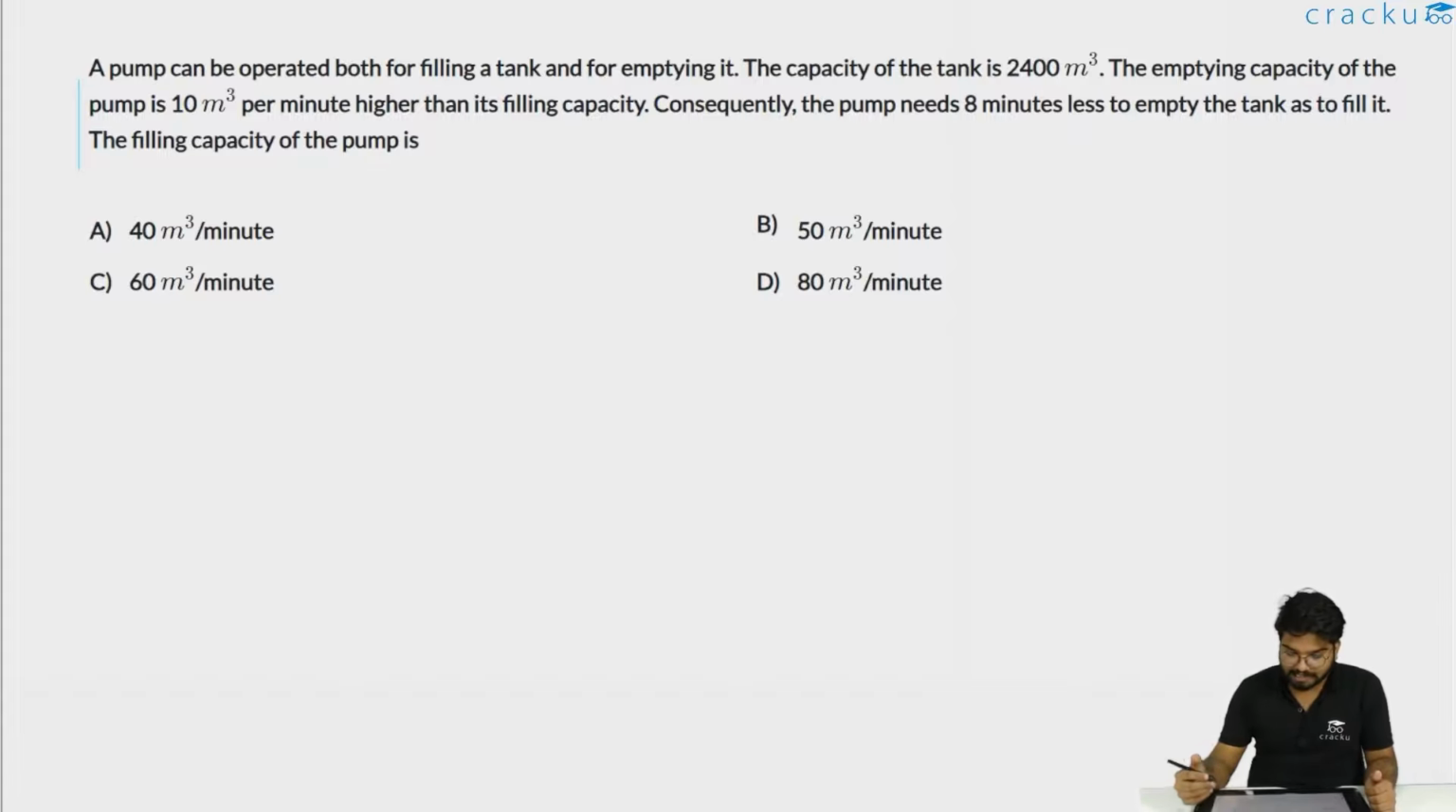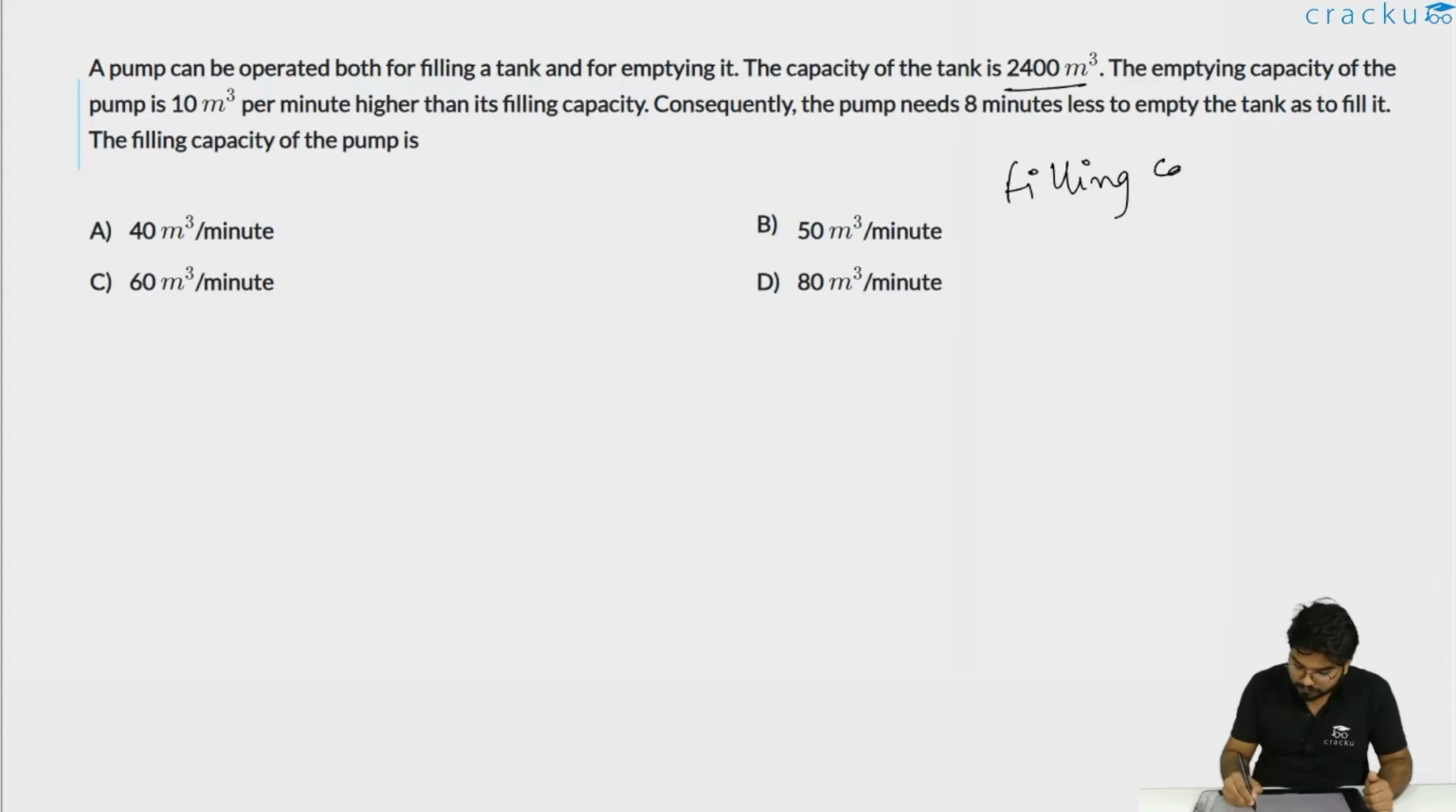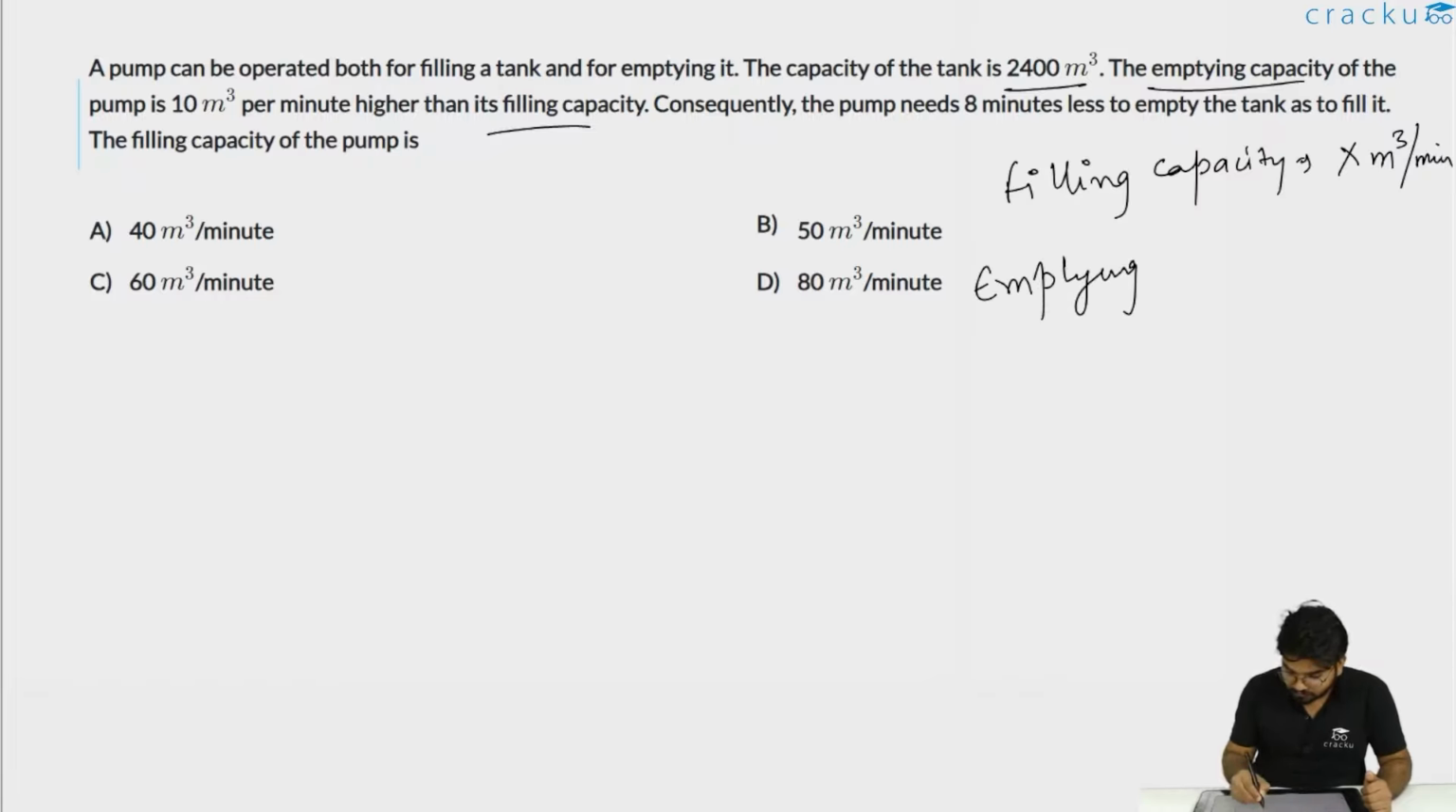The capacity of the tank is 2400 meter cube. The emptying capacity of the pump is 10 meter cube per minute higher than the filling capacity. For example, let's say the filling capacity is x meter cube per minute. It is filling x meter cube every minute. It is saying that the emptying capacity of the pump is 10 meter cube per minute higher than that of filling capacity. So emptying capacity will be x plus 10 meter cube per minute.